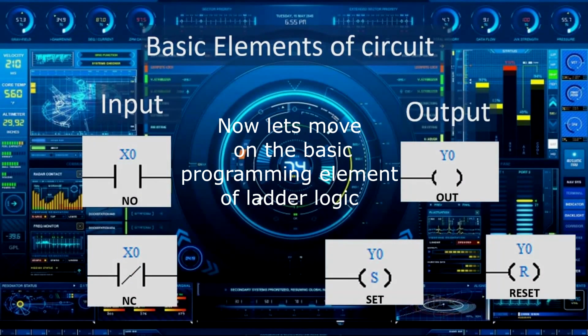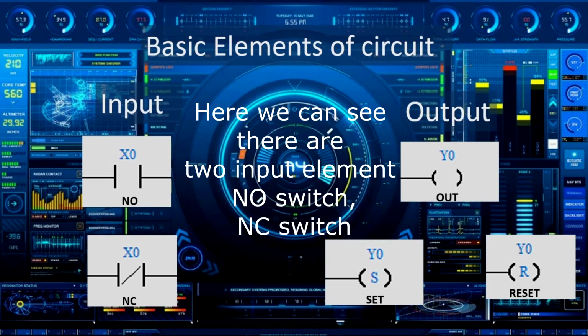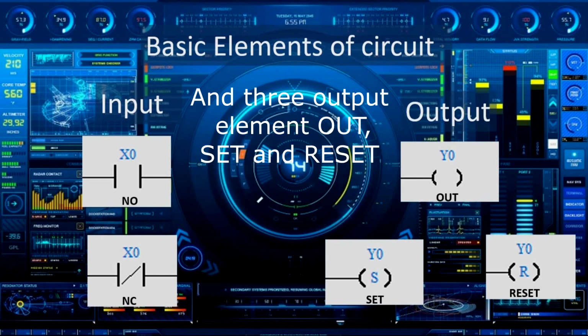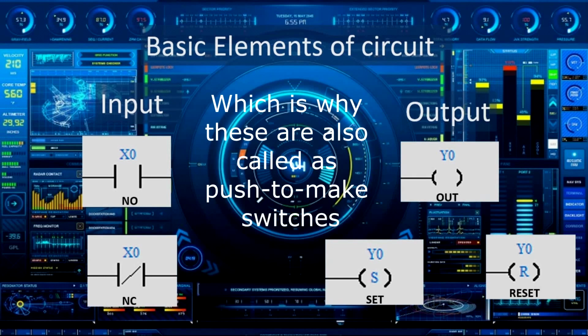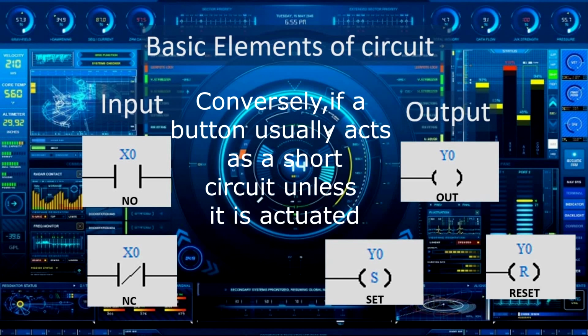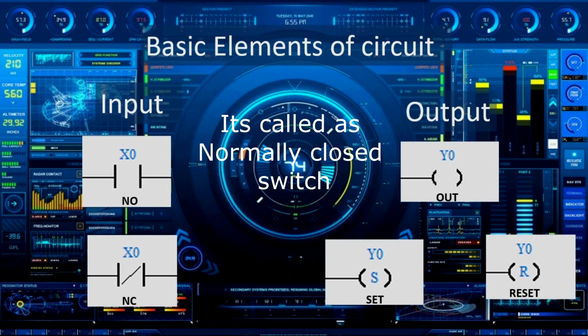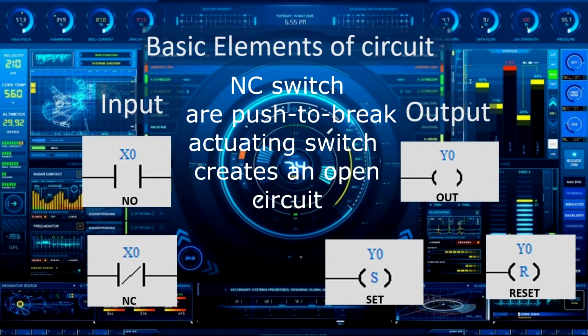Now let's move on to the basic programming elements of ladder logic. Here we can see there are two input elements, NO switch and NC switch, and three output elements: out, set and reset. When you actuate an NO switch, you are closing the circuit, which is why these are also called push-to-make switches. Conversely, if a button usually acts as a short circuit unless actuated, it is called a normally closed switch. NC switches are push to break. Actuating the switch creates an open circuit.